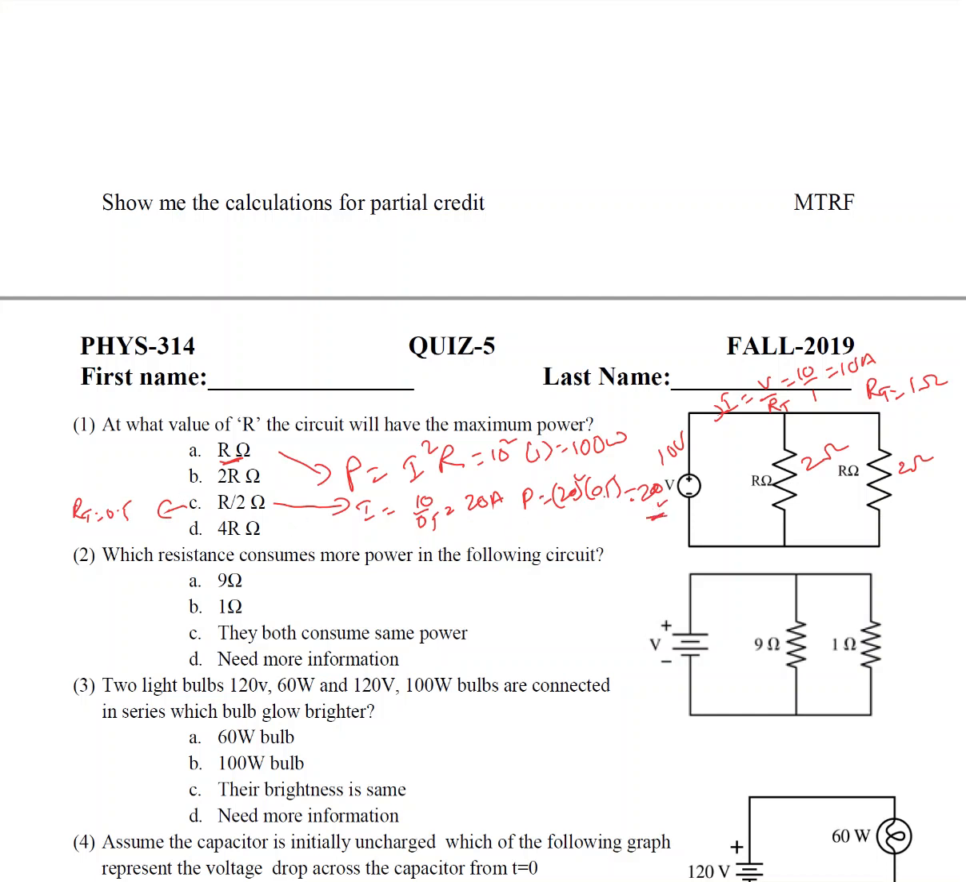If I have 2R, so 4 ohms and 4 ohms, the result is going to be 2 ohms. The current is going to be 5 amperes. 5 square times 2 ohms is less than 200. So C is the right answer.